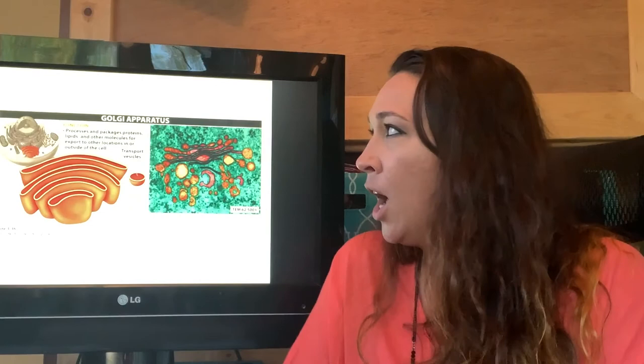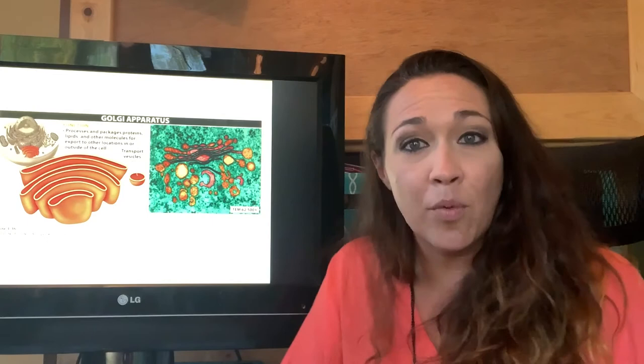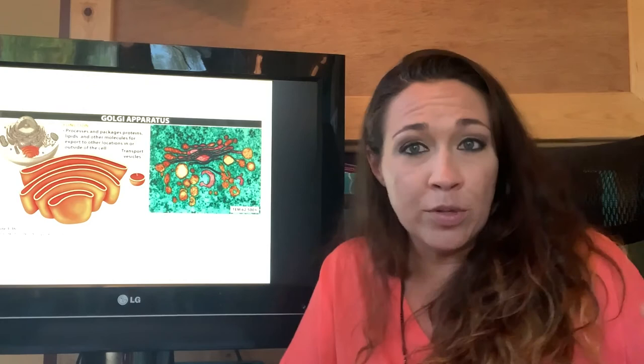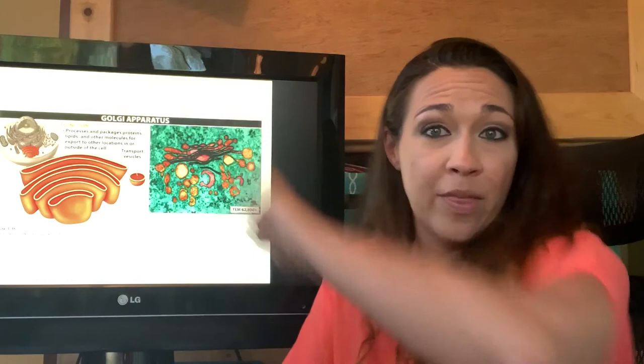The sad stack of pancakes, also known as the Golgi apparatus. This is essentially, like I said, the mailroom. So anything you want to ship out or receive, you probably need to go through the Golgi apparatus. So the proteins and the lipids that we just made, if we're sending them outside of the cell, first they're going to go here, they're going to get packaged up, and then they're going to get shipped off. So that is what's used for the Golgi apparatus.